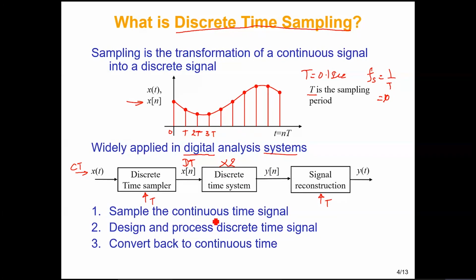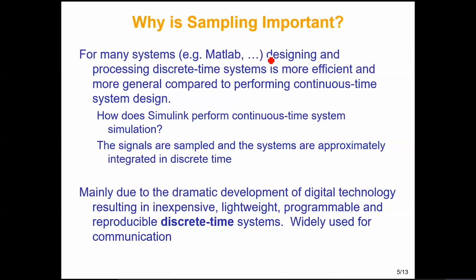So samples of continuous time signals are taken to get your x of n. Then we design and process your discrete time signal to get our desired output. And then for the real world, we convert your discrete time signal back into continuous time. So this is what is done all the time in the real world. Why is sampling important? We have covered it so many times. I just gave you one example because it is much easier for us to work with discrete time systems.